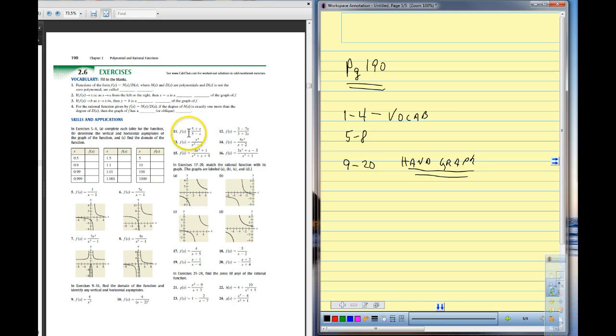If you look at 11 here, you should see that what we did here is very similar to the problem I did for the example. You should be able to hand graph 11. Try those. Use the table of values if you need, and do that for this weekend's homework.